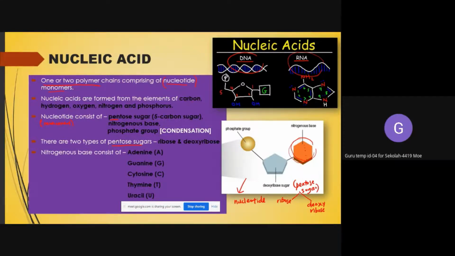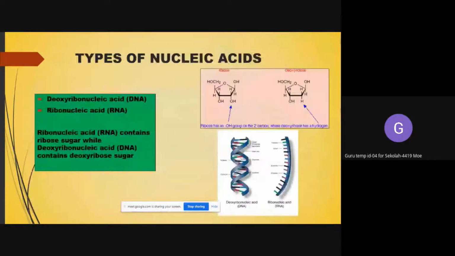Types of nucleic acid. Ada dua jenis nucleic acid iaitu DNA, deoxyribonucleic acid and RNA, ribonucleic acid. Ribonucleic acid RNA contains ribose sugar, while deoxyribonucleic acid DNA contain deoxyribose sugar.